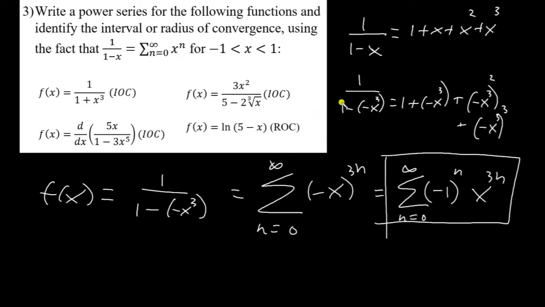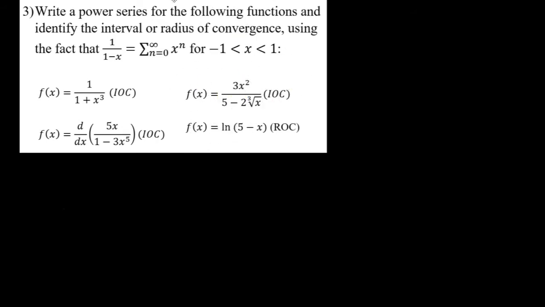So now we have to look at the interval of convergence. And now since we just replaced the x with the negative x cubed, our interval of convergence is not going to change from this one here. It's still going to be negative 1 to 1. So our interval of convergence will still be negative 1 to 1.